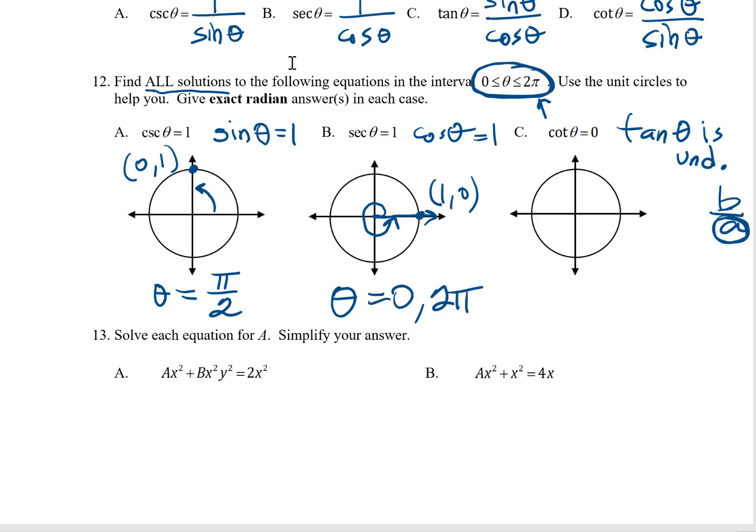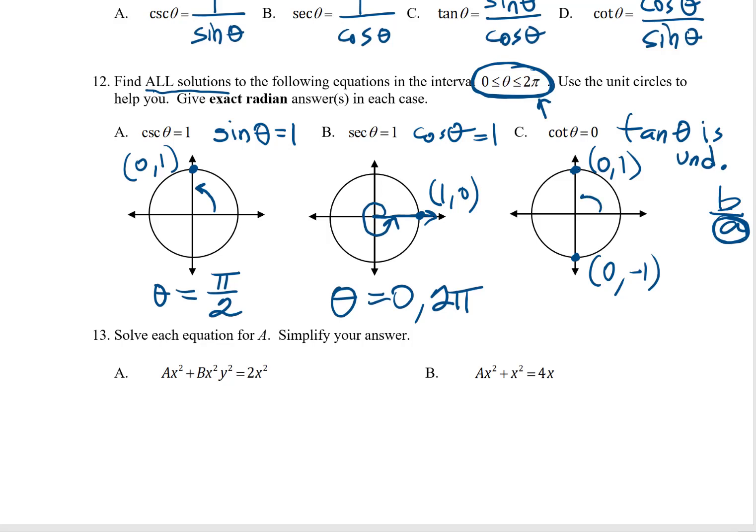So where would I have an a of 0? Here's one spot. This is the point 0 comma 1. And here is another spot. And I believe those are the only two spots. You're not going to find another place on the unit circle with an a value of 0. If you try to calculate the tangent for those two spots, it just doesn't exist.